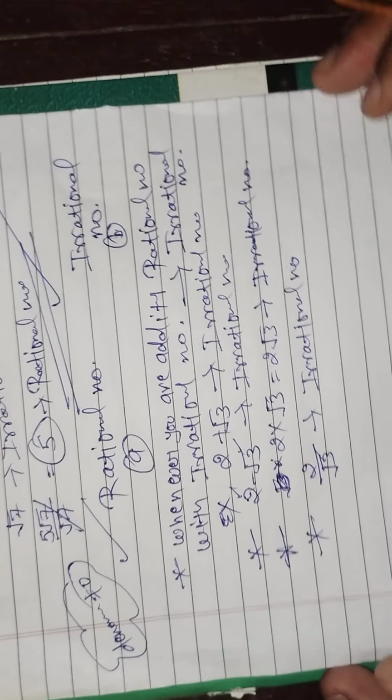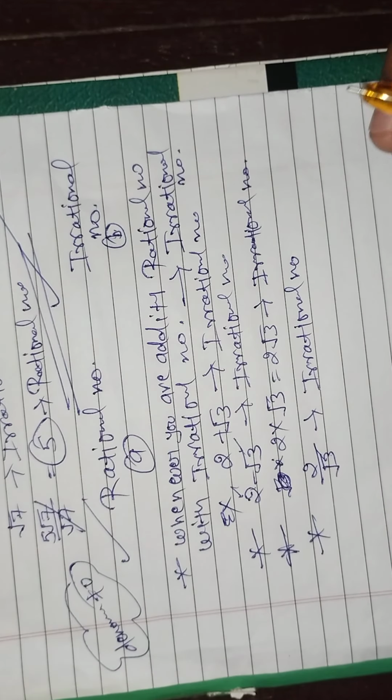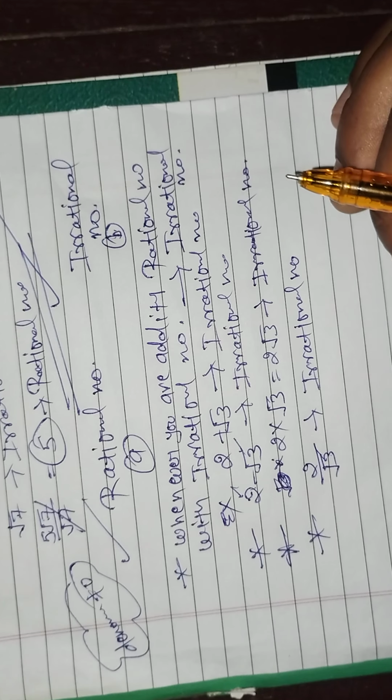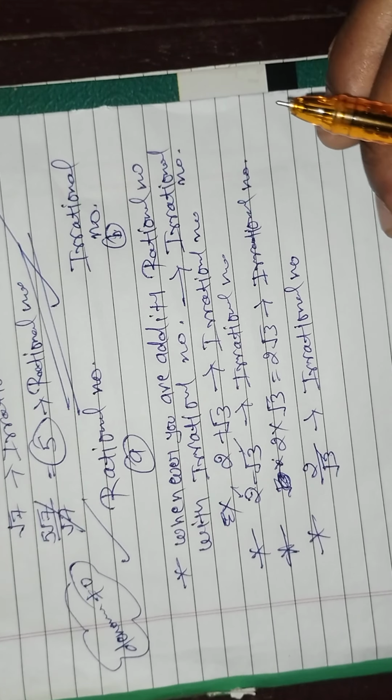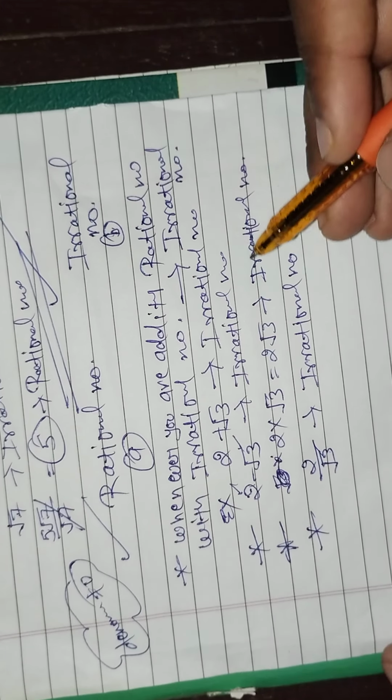So from this one we conclude that whenever you are adding or subtracting or dividing or multiplying rationals and irrationals, you will always get an irrational.